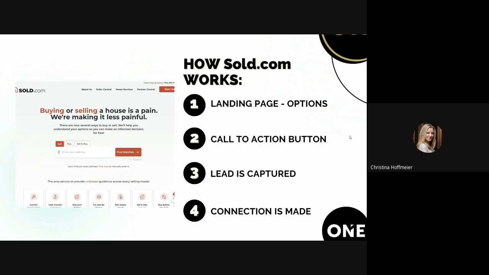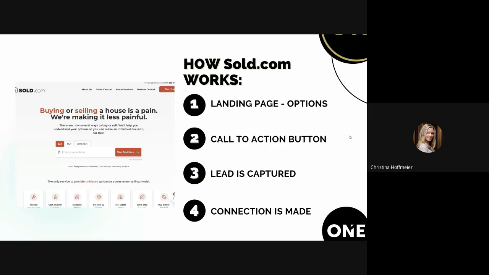All right, so how sold.com works. First thing you need to know is what the landing page looks like. You can see over there on the left, I've put a screenshot of the landing page. And you need to know what options the consumer is given when they go to this sold.com landing page. So sold.com is much like Zillow or Realtor or anywhere else. They advertise on Google and other platforms and say, if you're looking to buy or sell a home, we can make it less painful. Okay, so that's kind of their spiel. Buying or selling a house is a pain. We're making it less painful.